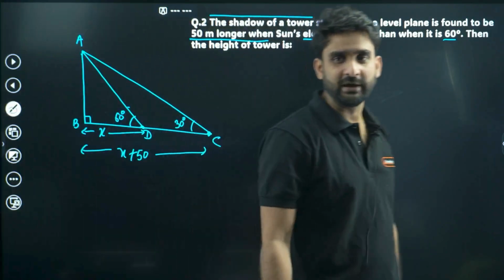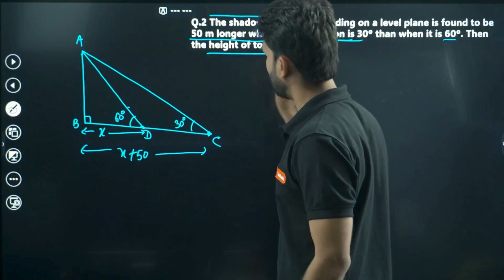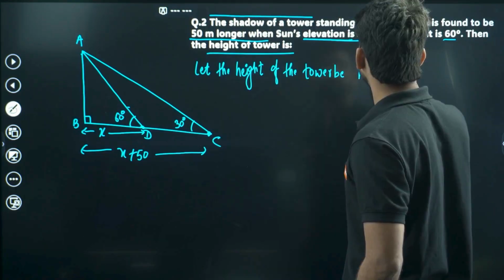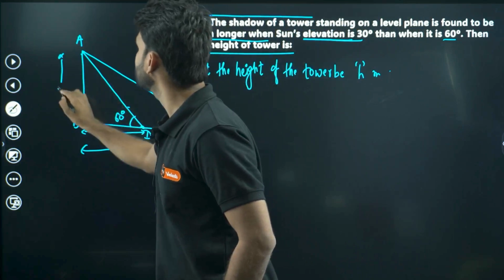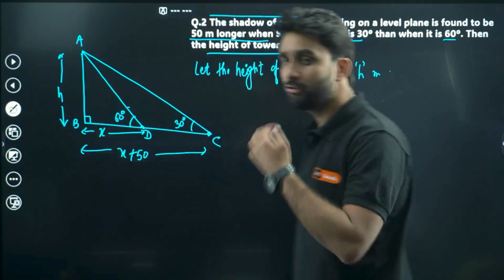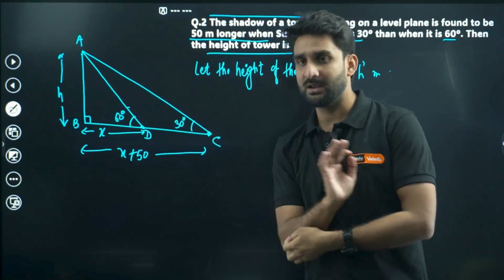And what do we have to find here? What is the question asking? The question is asking to find the height of the tower. I don't know it, so let it be h meters, right? So I need to mark here h, right, my dear kids? So you have two right angle triangles, right? So apply the trigonometric ratio in both the right angle triangles.